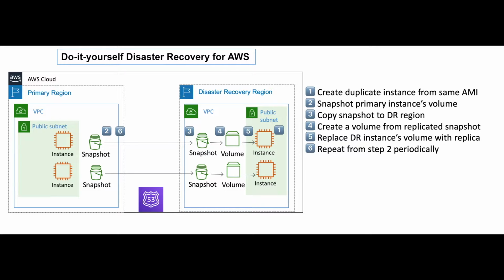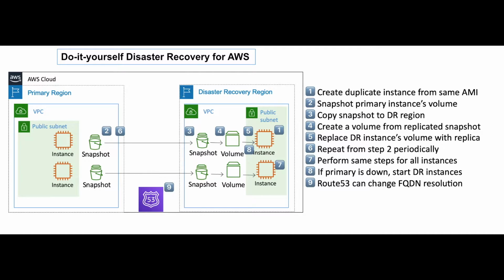Then repeat step 2 on a periodic basis to keep the DR instance up to date. Repeat all of these steps for all mission-critical instances. Then, if the primary region is down, merely start the DR instance. To reroute clients to the DR region, you can use Route 53 DNS to update fully qualified domain names to the public IP addresses at the DR region.